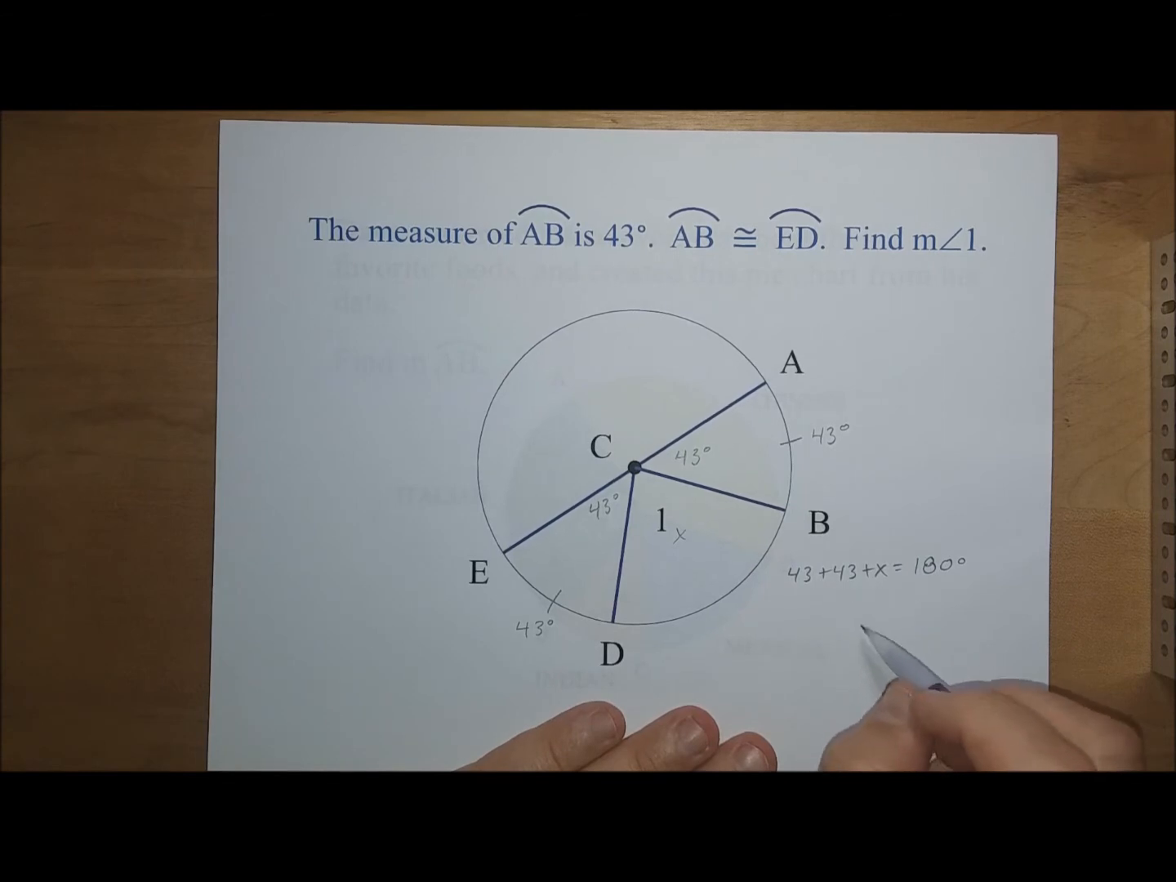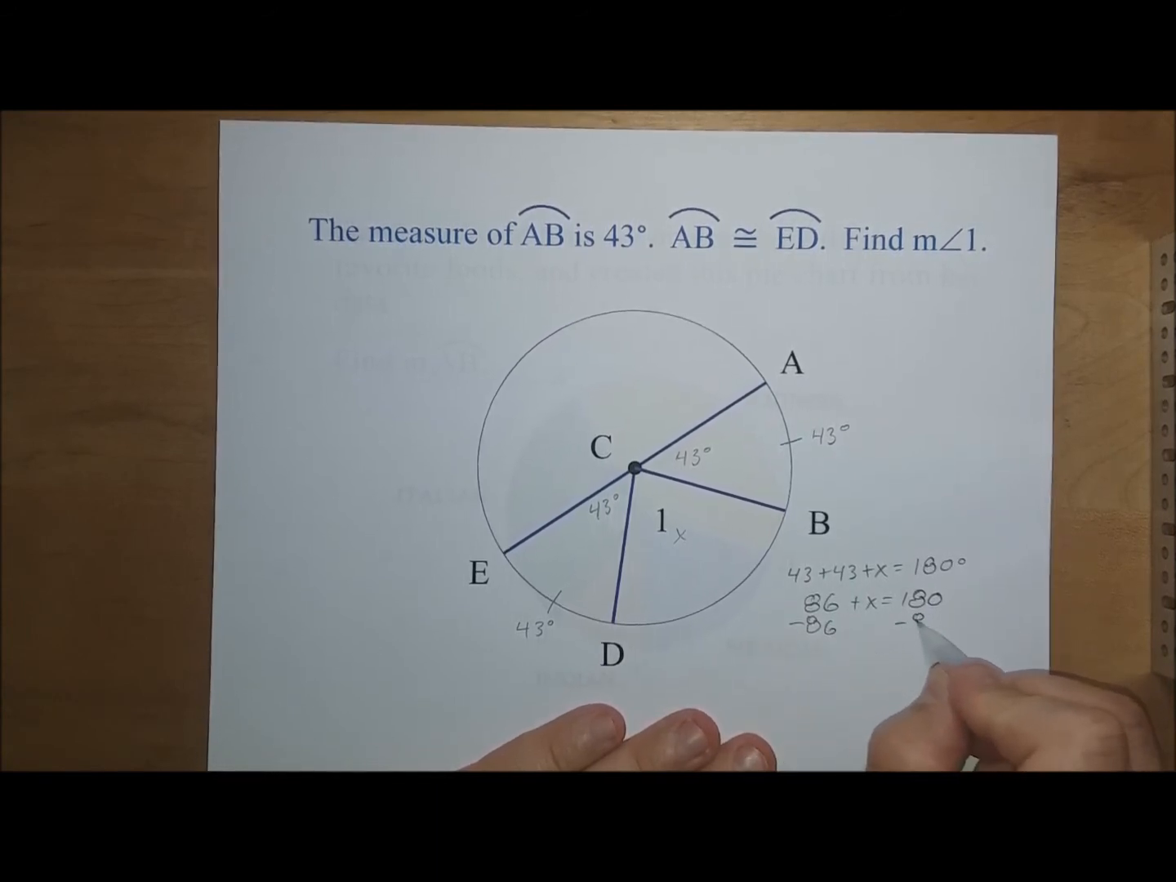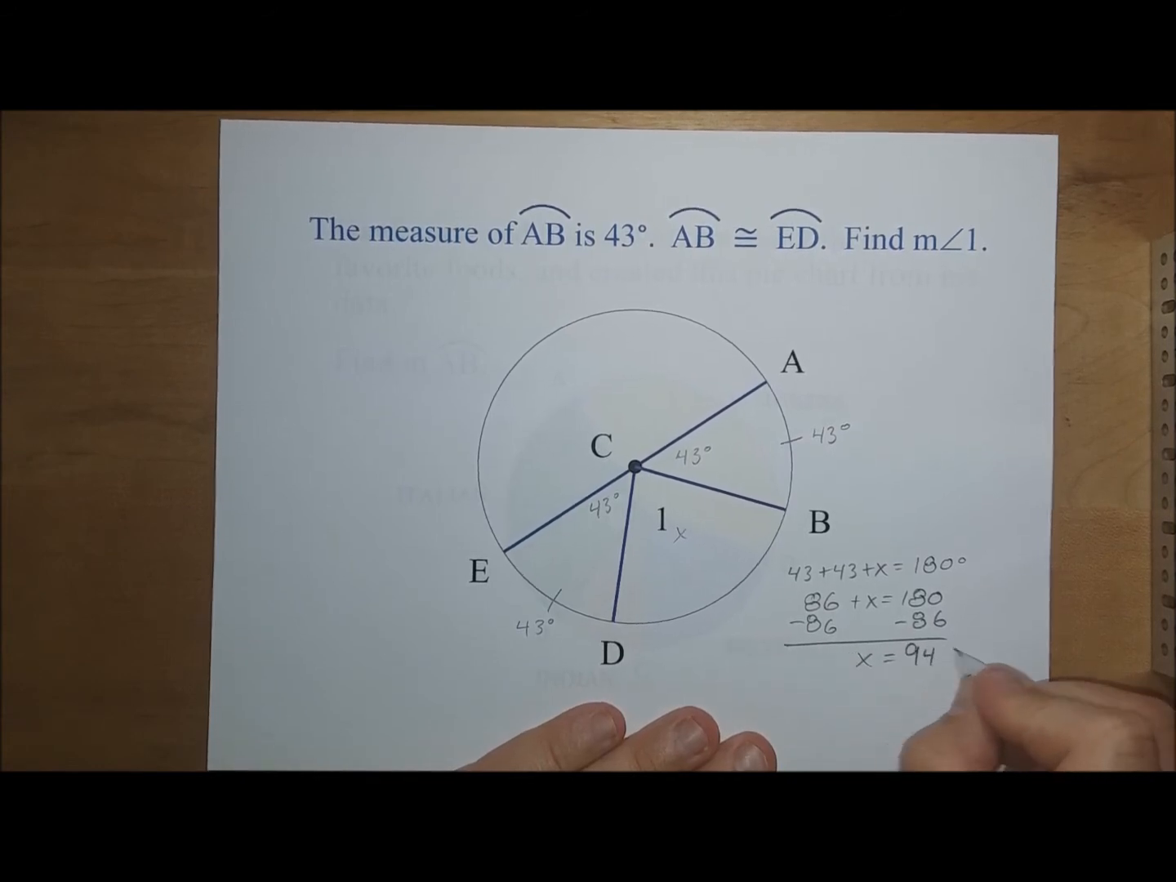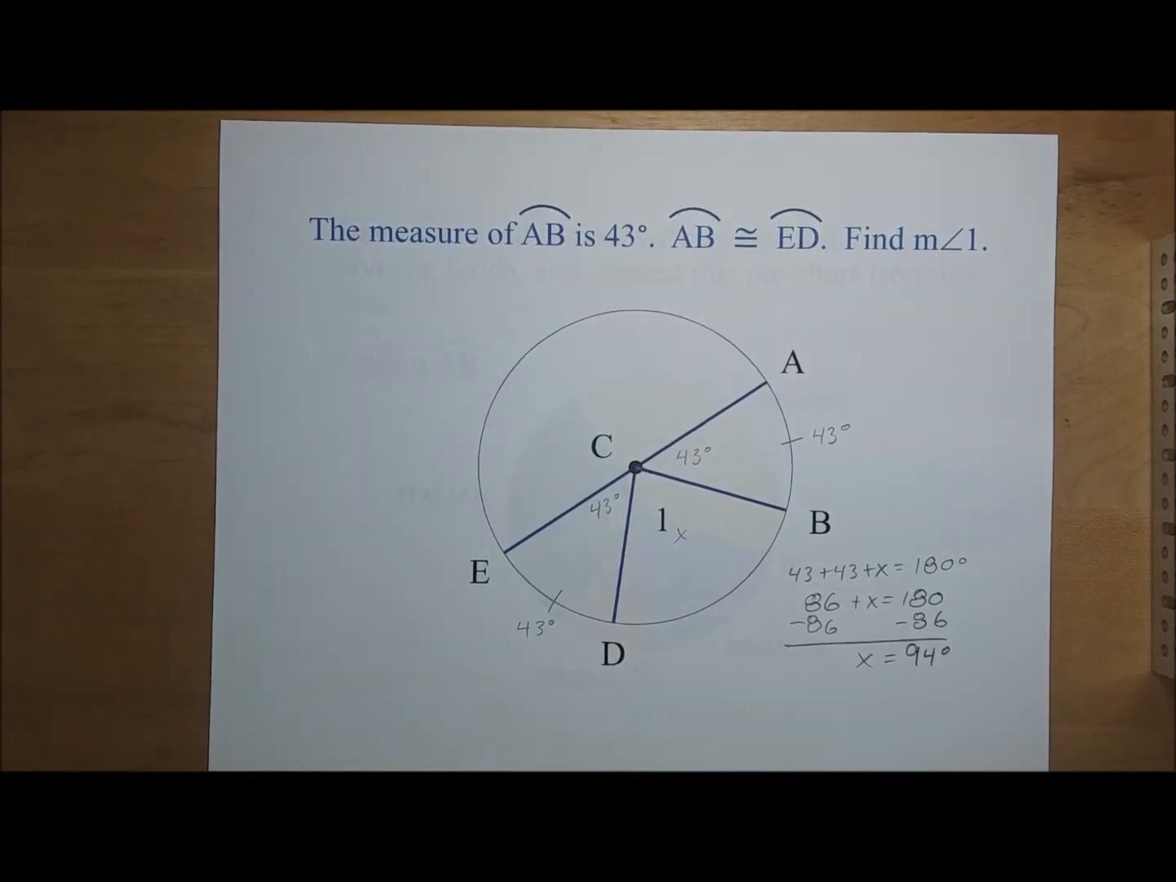When we combine our like terms here, we get 86 plus X equals 180. And we can subtract 86 from both sides. And we're going to get X equals 94 degrees. Good.